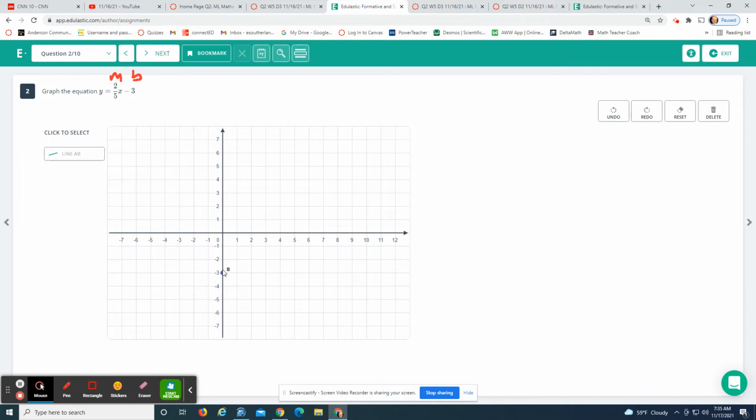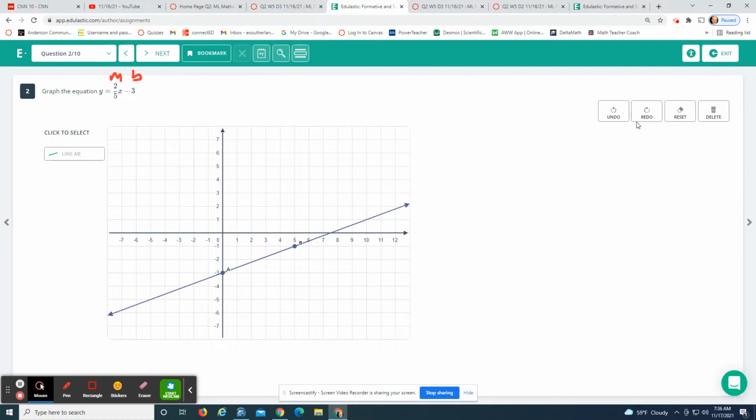And then you're going to do what the slope says. It says 2/5. So that means go up 2 and over 5. It won't let me put a dot. You don't need to put a dot. You need to click on the line where it says line AB. And that will get you to start.